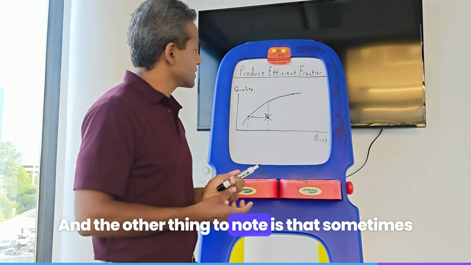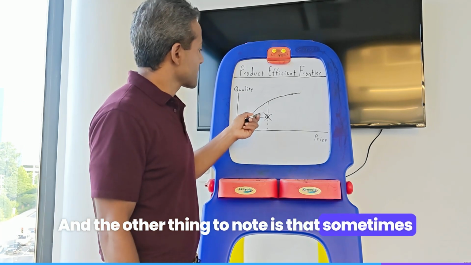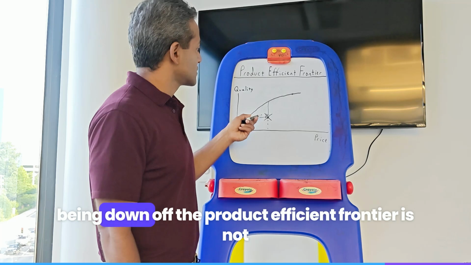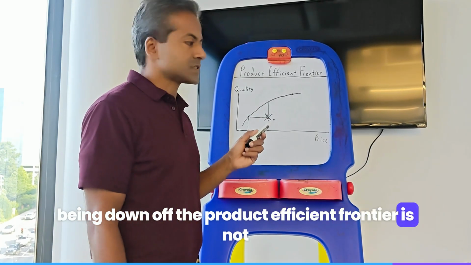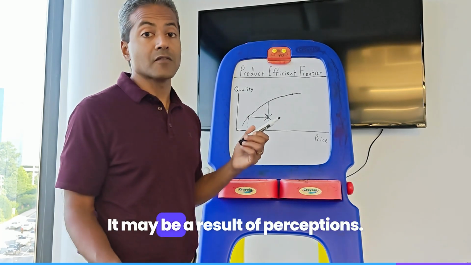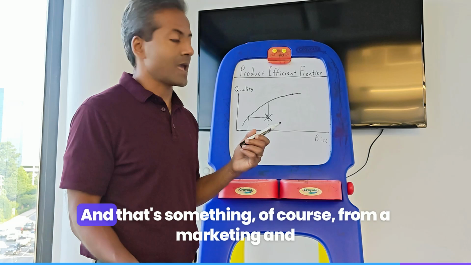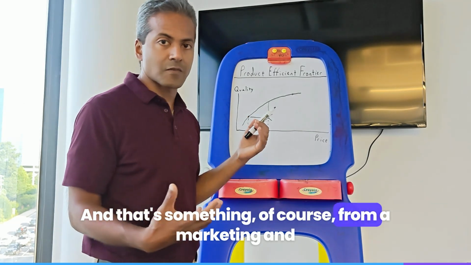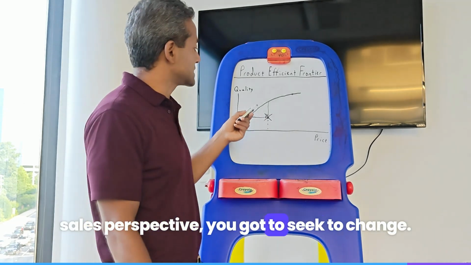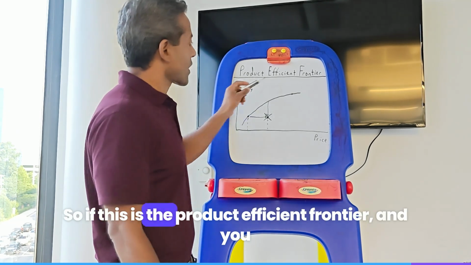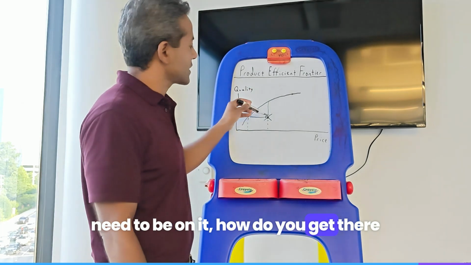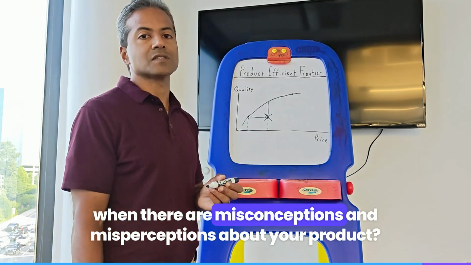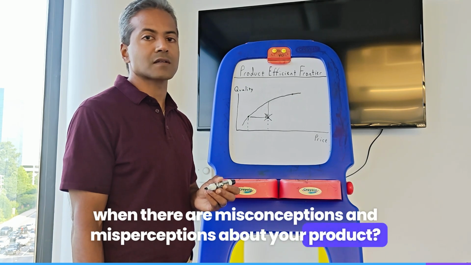And the other thing to note is that sometimes being down off the product efficient frontier is not a result of your product itself. It may be a result of perceptions. And that's something, of course, from a marketing and sales perspective, you've got to seek to change. So if this is the product efficient frontier and you need to be on it, how do you get there when there are misconceptions and misperceptions about your product?